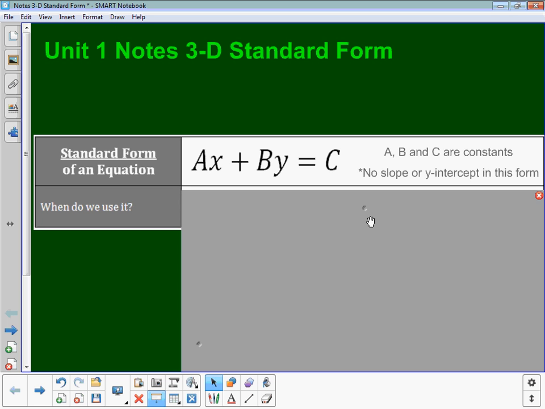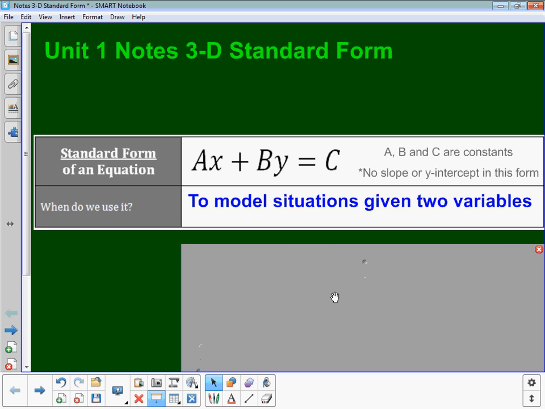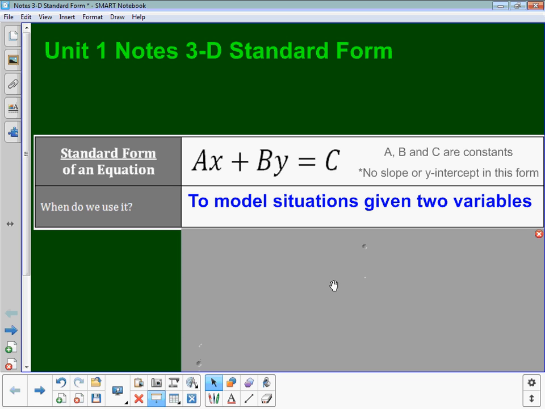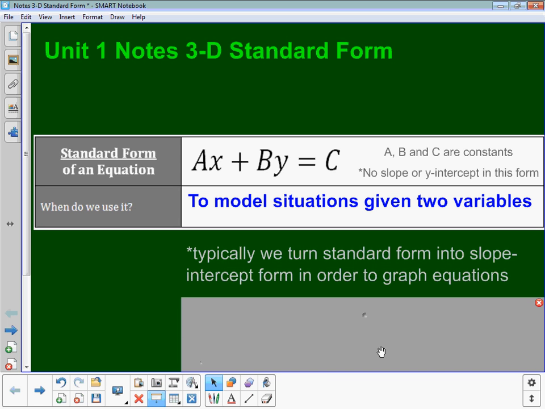Alright, so a, b, and c are all constant coefficients, okay? C is just a constant, a and b are a constant number, but we also may call them coefficients as well. So as I said before, we use this to model situations given two variables, okay? So typically, in order to use standard form, we're going to turn it into slope-intercept form in order to graph the equations. So we use it to write the scenario, and then we'll end up solving for y to get it in slope-intercept form, and that is how we solve it.